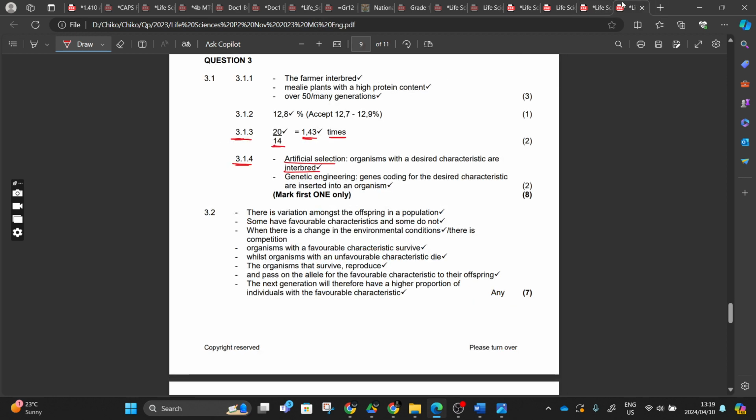In artificial selection, organisms with desired characteristics are interbred. This is the keyword: you interbreed in artificial selection. And then in genetic engineering, genes coding for desired characteristics are inserted into an organism, or you manipulate the genes here, right? You are manipulating the genes. And then let's go back, our time is up.